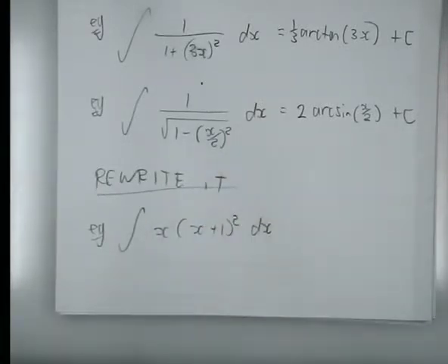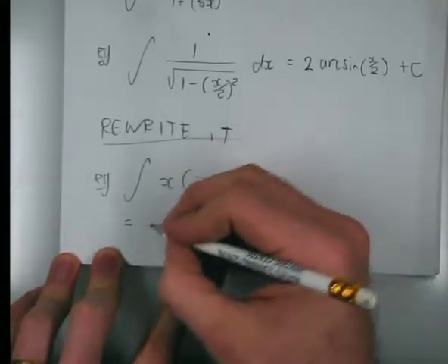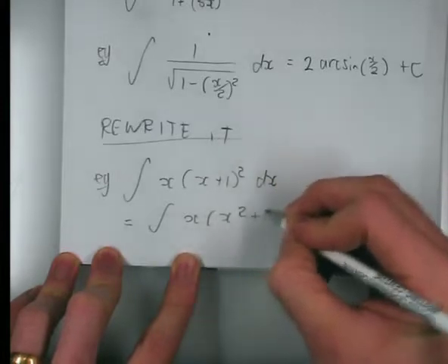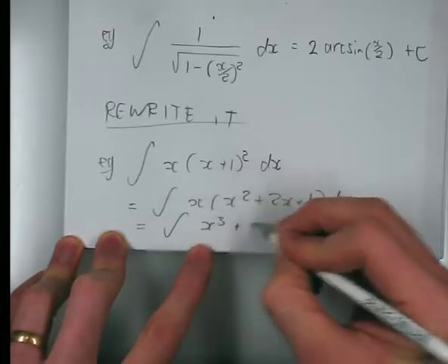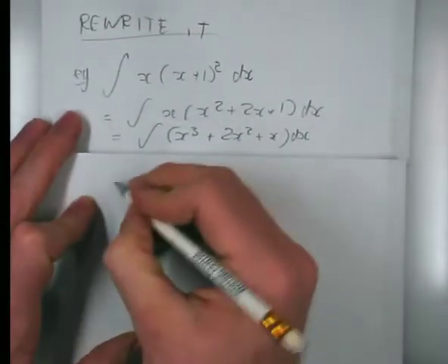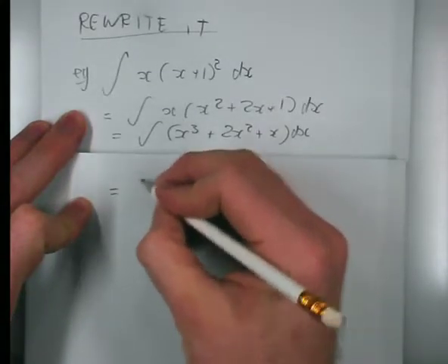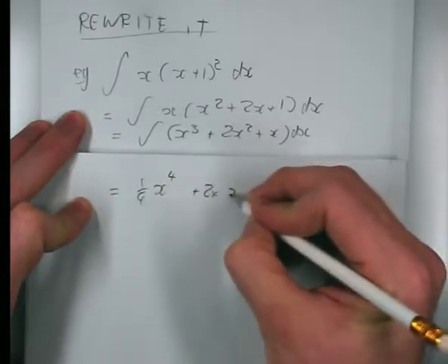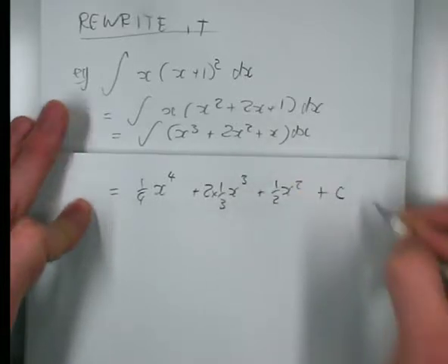Something like that, the integral of x plus 1 squared dx. Well, it would just be simpler if I expanded it out, and then I would know what to do. So now that I've expanded it out, they're all just powers, so I can do each one separately. Power up by 1, divide by new power. Power up by 1, divide by new power. Power up by 1, divide by new power, plus c.